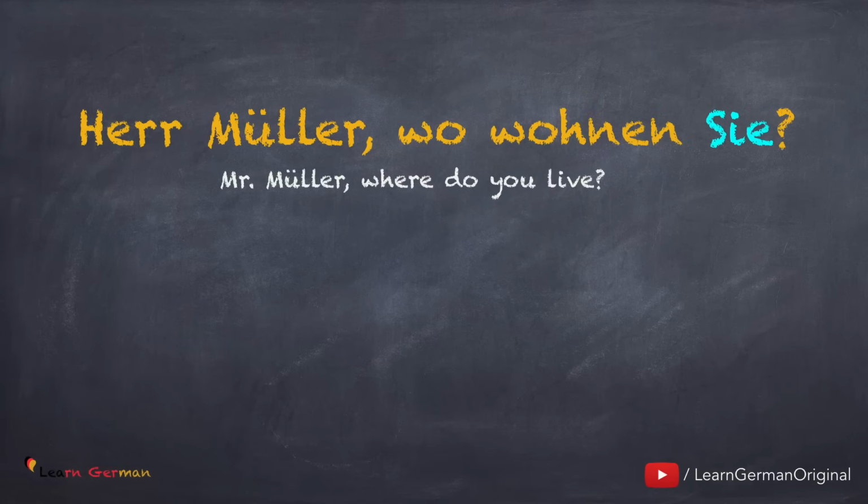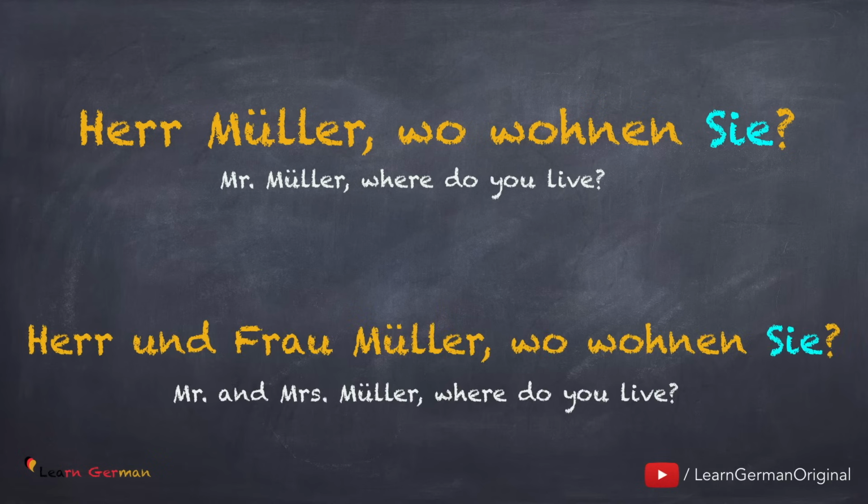Herr Müller, wo wohnen Sie? And when talking to more than one person, Herr und Frau Müller, wo wohnen Sie? Please remember to use Sie with a capital S, irrespective of its position in the sentence, whether it's at the beginning of a sentence or in the middle.